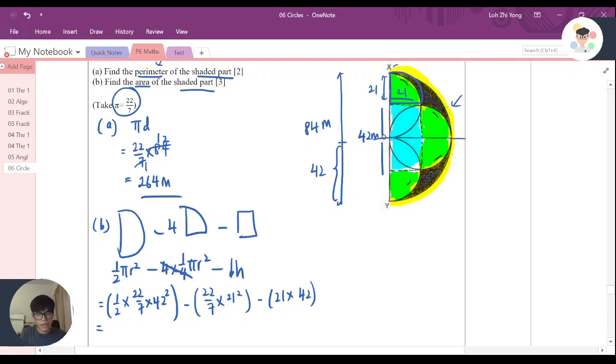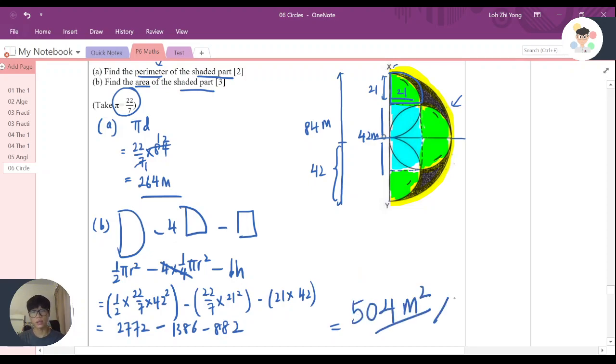If I were to press on the calculator, you will find that it's 2772, minus, press on the calculator, 1386, press on the calculator, 882, and the final answer that you have is supposed to be 504 meters squared. And we are basically done for this question. It's not a hard question, it just requires some of your thinking on it.